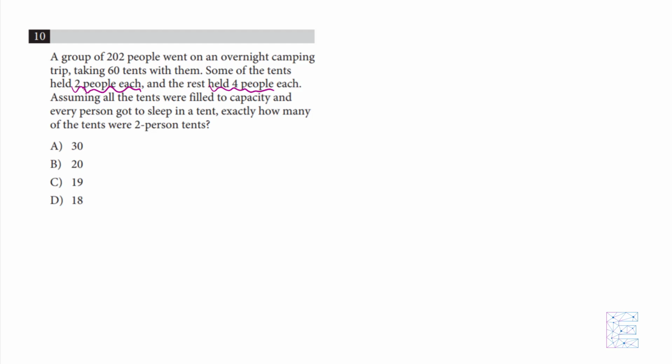Let's define some variables using that information. Let's say X is the number of 2-person tents, and let's call Y the number of 4-person tents. And that's called defining the variables. That's the first thing you always do with these.